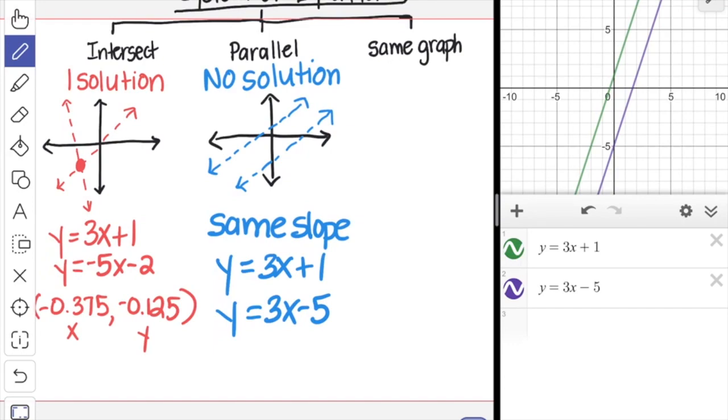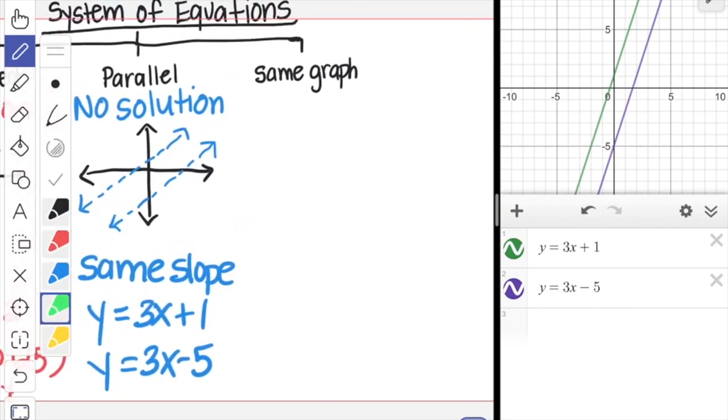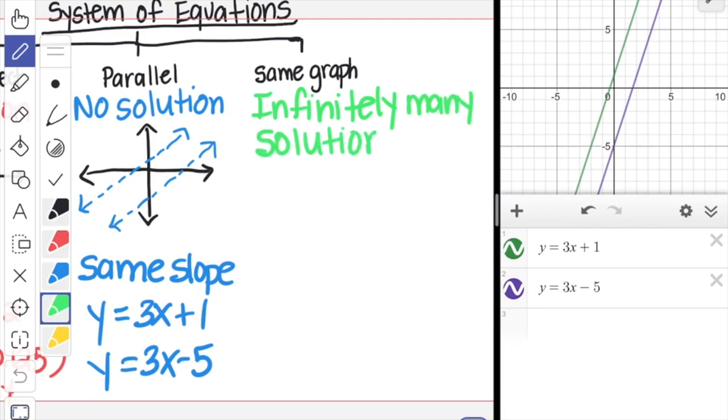Okay? And then the last situation that we can have is going to be same graph. So what do I mean by same graph? Well, same graph means that they are going to be overlapping. And if they're overlapping, that means that they are going to have infinitely many solutions. Now, the reason we say infinitely many solutions is because no matter what point I have, that point will work for the other graph as well because they're on top of each other.